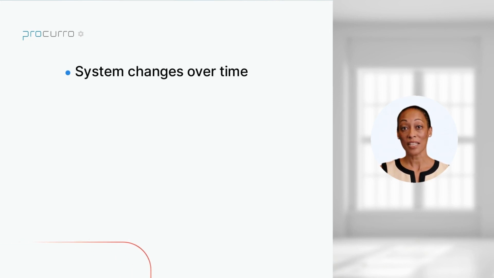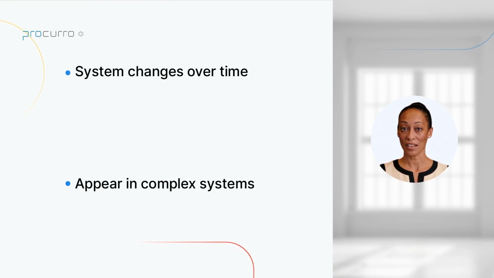Definition of dynamic behaviors. Dynamic behaviors refer to how a system changes over time. In other words, it's the way that a system responds to different inputs and evolves. These behaviors can be seen in complex systems, such as economies, ecosystems, and even human behavior.